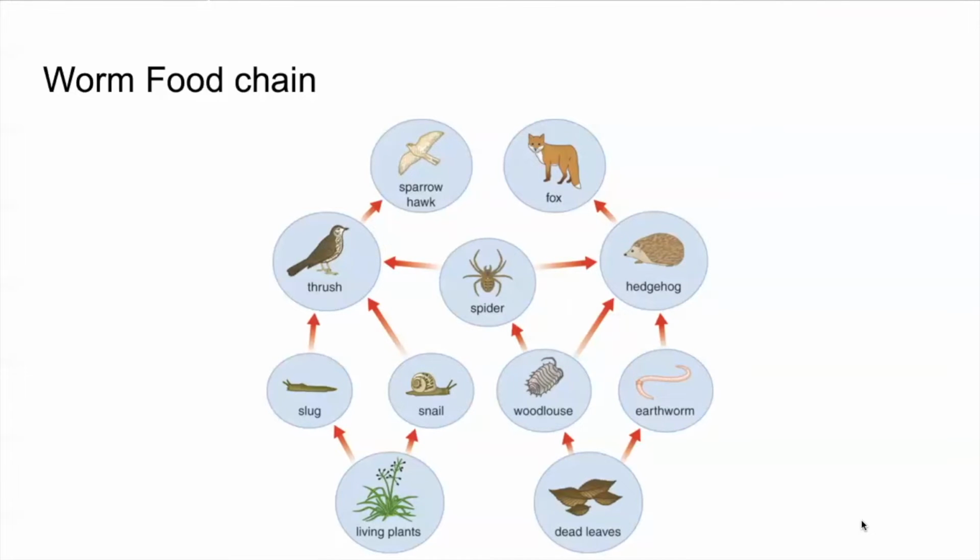Here we have the worm food chain. As we can see, the worm is one of the lower classes of animals, showing us that the animals on top depend more on the worm because that's their source of food. We could see the worm eats the dead leaves. However, the worm is eaten by the hedgehog and then the fox. So if the worm would go missing from the food chain, the fox and the hedgehog would likely be severely affected in population because of the lack of earthworms.